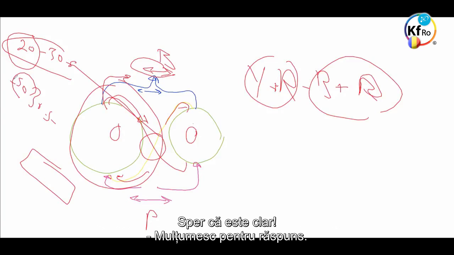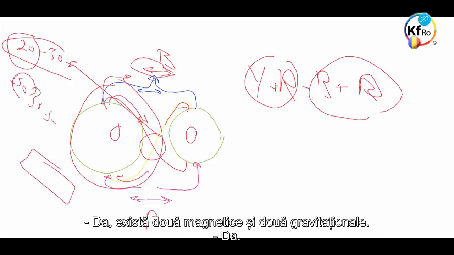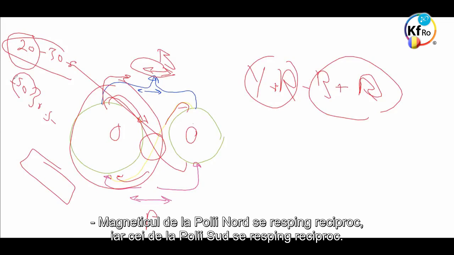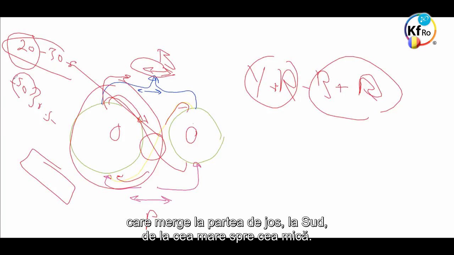I hope I'm clear. Thank you for your answer. So is the first part of the equation the magnetical part of the plasma and the second the gravitational? Yes, you have two magnetical and you have two gravitational. The magnetical are the north poles repelling each other and the south poles repelling each other. Gravitational is the interaction of the north pole, what goes to the bottom of the south, and of the bigger one to the weaker one.